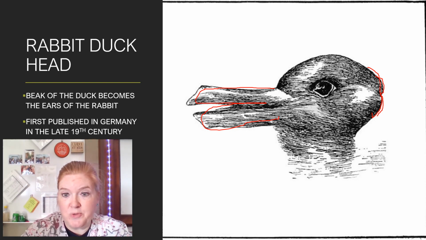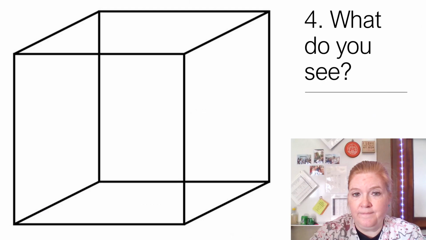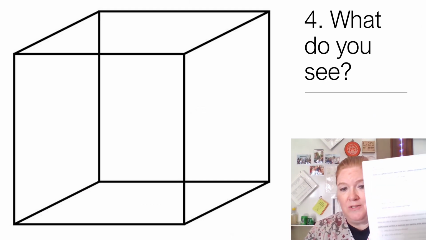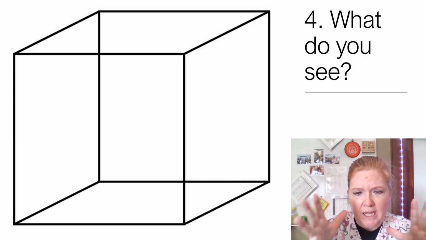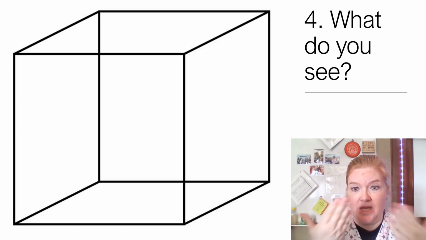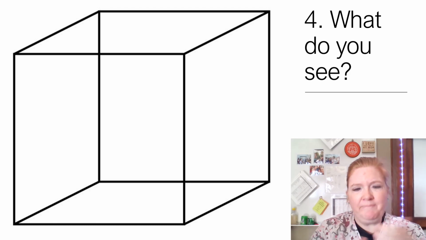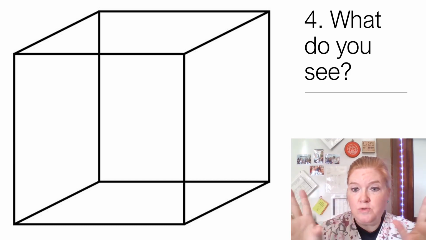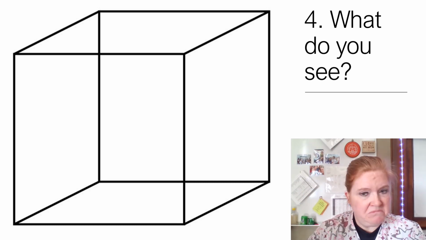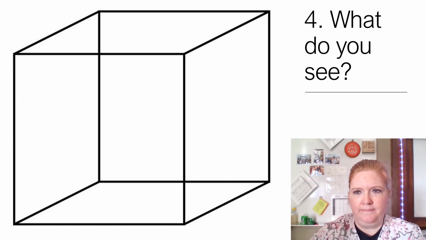All right, are you ready? Let's go on to the next one. All right, what do you see here? So if you're my student, you have this paper. So which square on the cube looks like it's in the front? Okay, now if you don't see a cube at all and just see it as a two-dimensional thing, write that down. But what do you see?